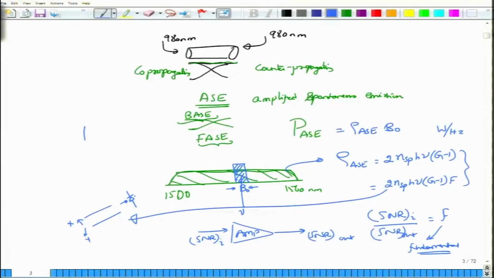However, if you are asked what is the total noise power or the spectral density per polarization, it will be denoted by SP, which stands for single polarization. In that case you drop the factor of 2. In that case you simply have n_sp h nu (G minus 1), or n_sp h nu (G minus 1) into F. The bandwidth of course is given by whatever the filter bandwidth that you use.